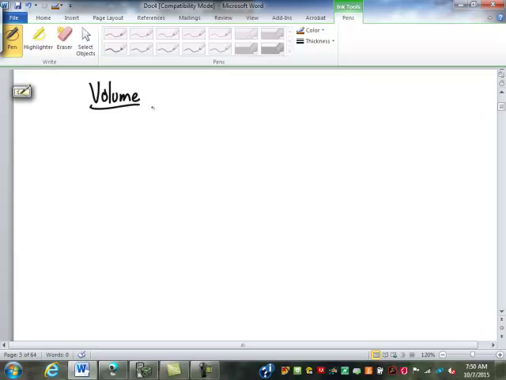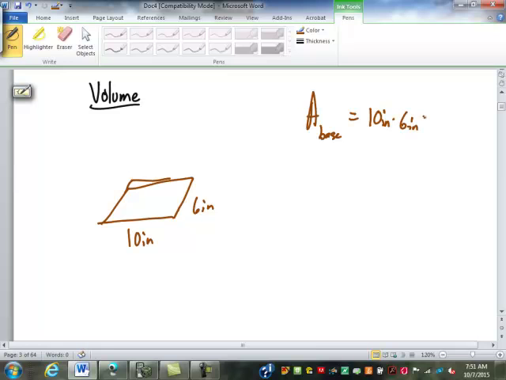Anyway, we've been talking about volume. And we started out with volume of a box. Now we defined our volume with the area of a base. So let's say that we've got a base here that is 6 inches by 10 inches. So the area of the base is 10 by 6 or 60 square inches.